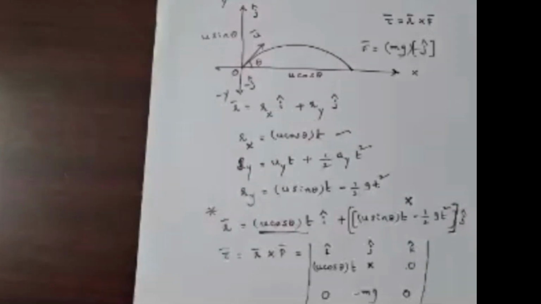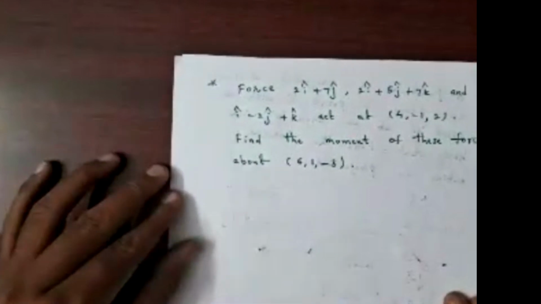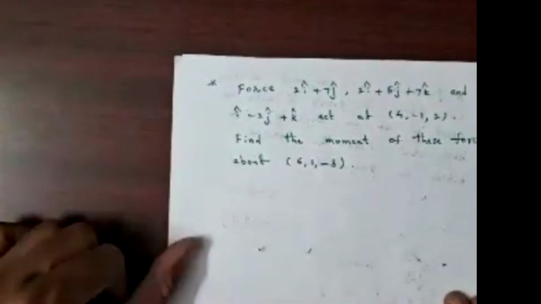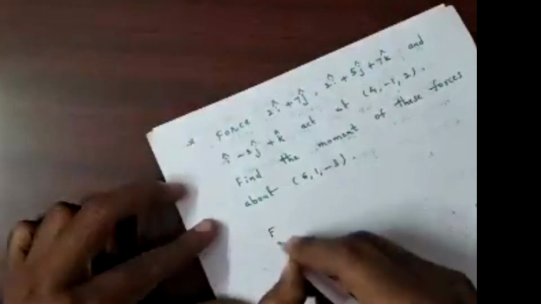Okay. Now another problem. Three forces are given: 2i cap plus 7j cap is one force, 2i cap plus 5j cap plus 7k cap is another force, and i cap minus 2j cap plus k cap is the third force. So three forces are there.